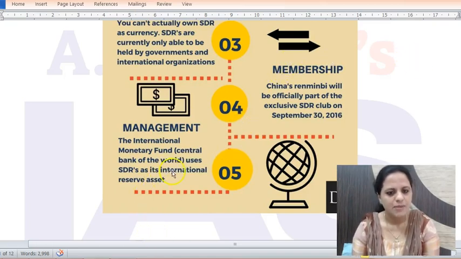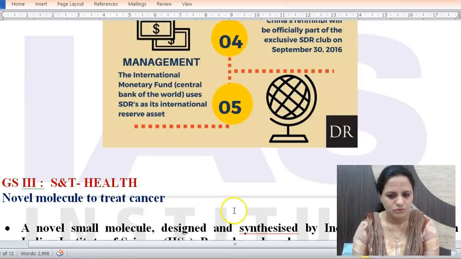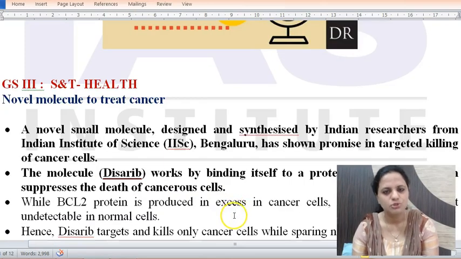So the IMF manages them. This is used as an international reserve asset only. So that's their function. You have an asset, the amount of money which you provide to the IMF. It's converted into SDR, which is the amount which you hold and which is part of forex.